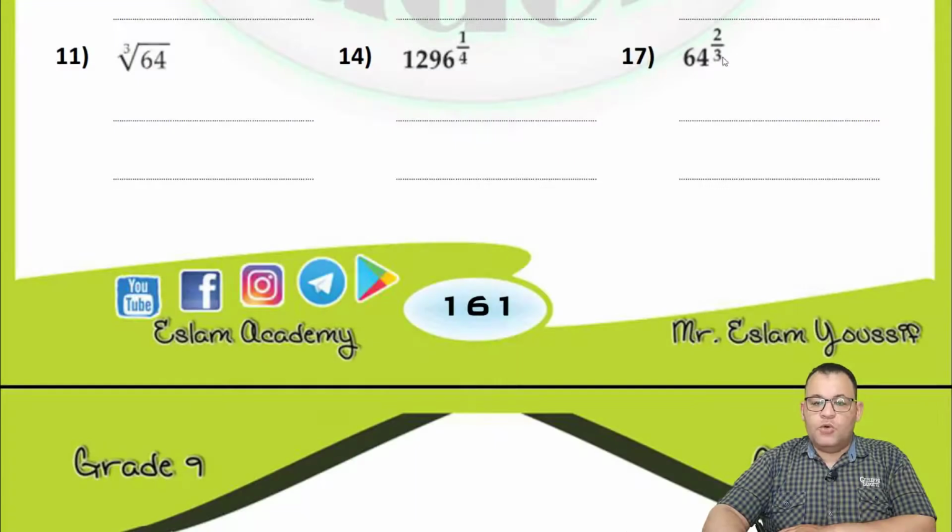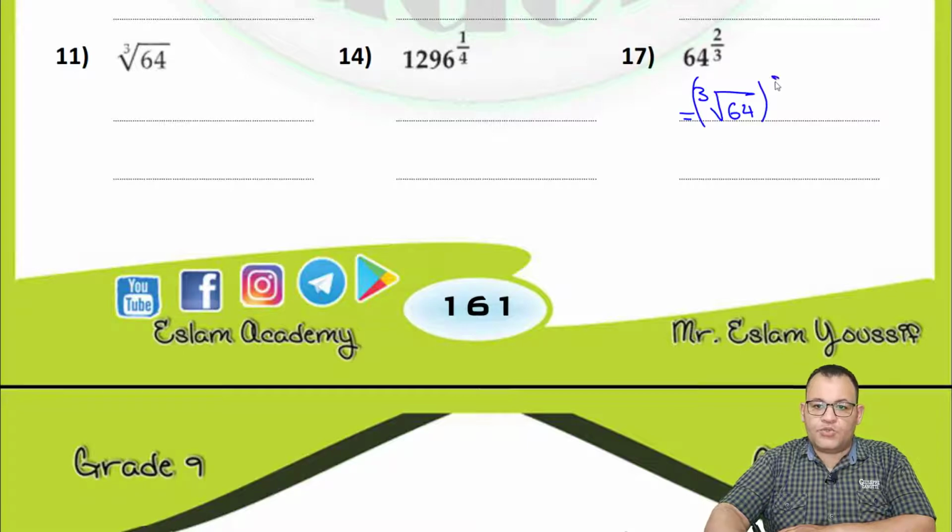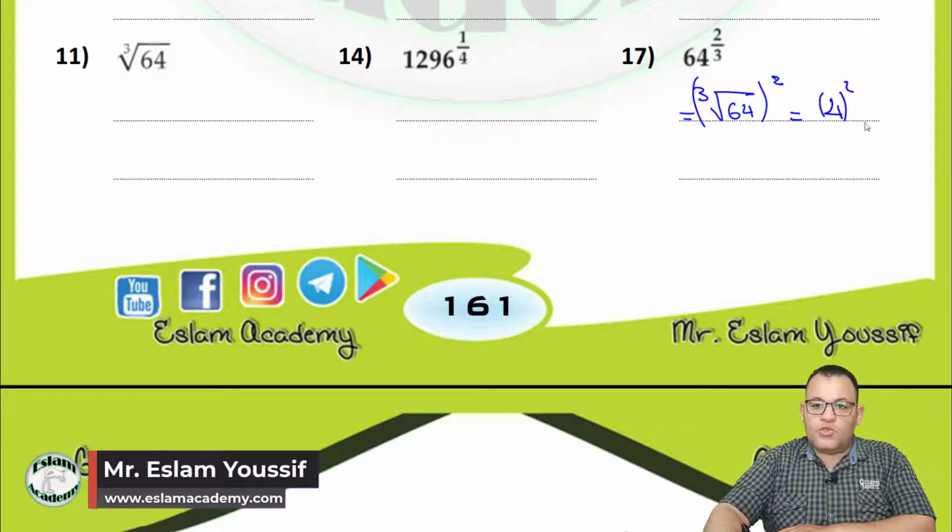64 to the power 2 over 3. Let's first take 64 to the power 2 over 3. It means the cubic root of 64 all raised to the power 2. Because we have 3 at the denominator, it means the cubic root. 2 at the numerator, it will be the power. So it will be the cubic root of 64, which equals 4, to the power 2. So the answer now will be equal to 16.